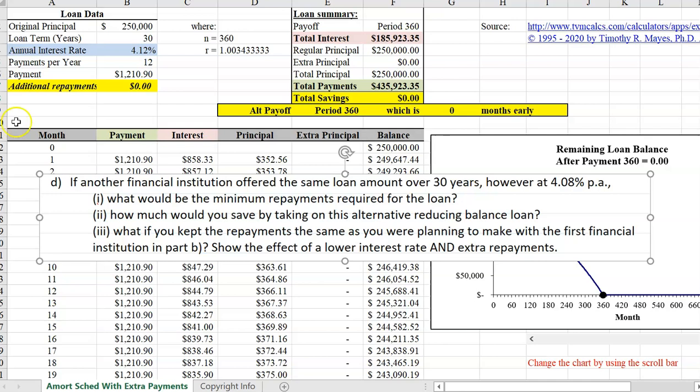Okay, for part D, the last thing we need to consider is if we're looking at another financial institution, to compare what happens if we're looking for a lower interest rate. This financial institution is offering 4.08% per annum. We want to look at what the minimum repayments will be for the requirement of the loan.